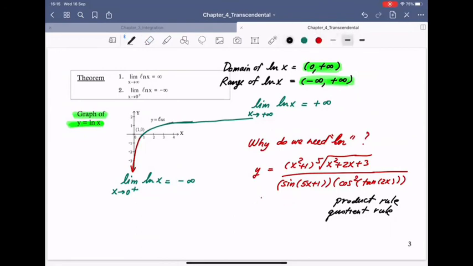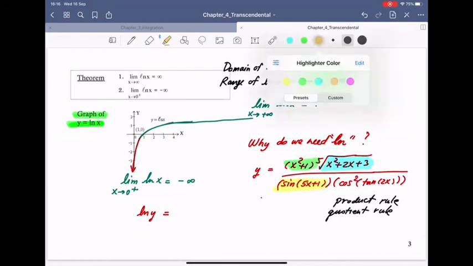So once you take log on the left hand side, you're going to get log y. Once you take log on the right hand side, you can view this thing as your a, this is your b, this is your c, and this is your d.